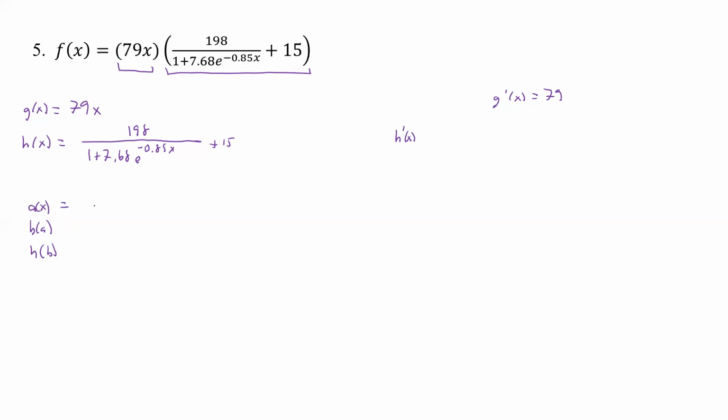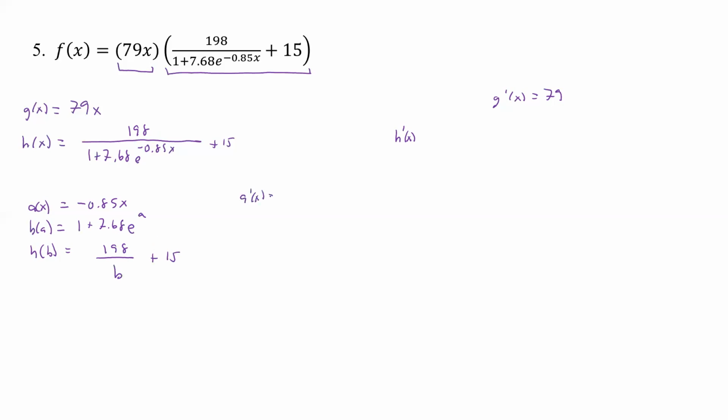And so now if I can remember all that as I'm marking my way down, that first one is going to be the negative 0.85x. Okay. Now, after I've replaced that, b then is the next part. It's 1 plus 7.68 e to the a. Okay. Now, after I've replaced that and that, now I have 198 over b plus 15. Okay. Now I can take the derivative of those.